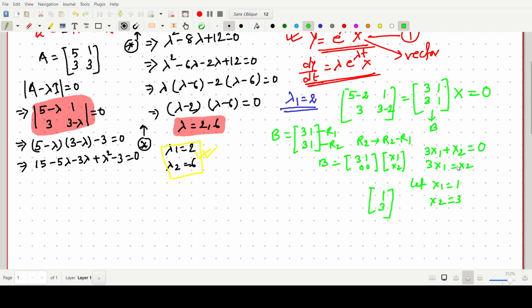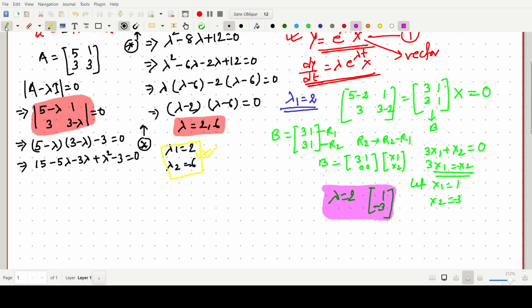Okay, sorry, there is a mistake. X2 should be minus 3. There should be a minus. So it should be 1 and minus 3 be the eigenvector for lambda equals to 2. This portion I am highlighting: for lambda equals to 2, the corresponding eigenvector will be 1 and minus 3.